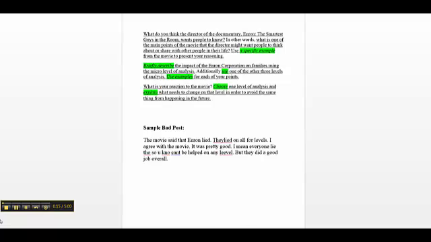The prompt asks, what do you think the director of the documentary wants people to know? The bad post begins with, the movie said that Enron lied. Instead of focusing on the director, as the prompt asks, the student makes the movie itself the subject of the sentence.